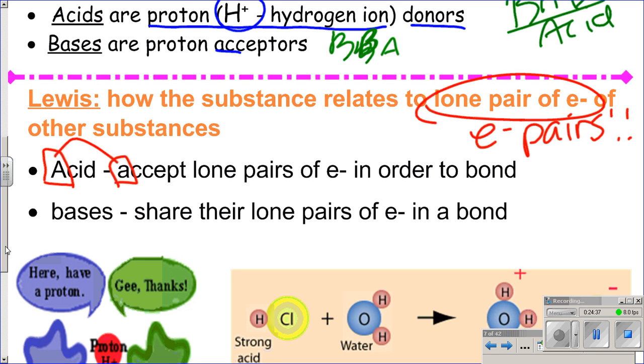So if you're a Lewis acid, you're accepting lone pairs, and if you're a Lewis base, you have a lone pair. You have it and you're going to share it. Okay.